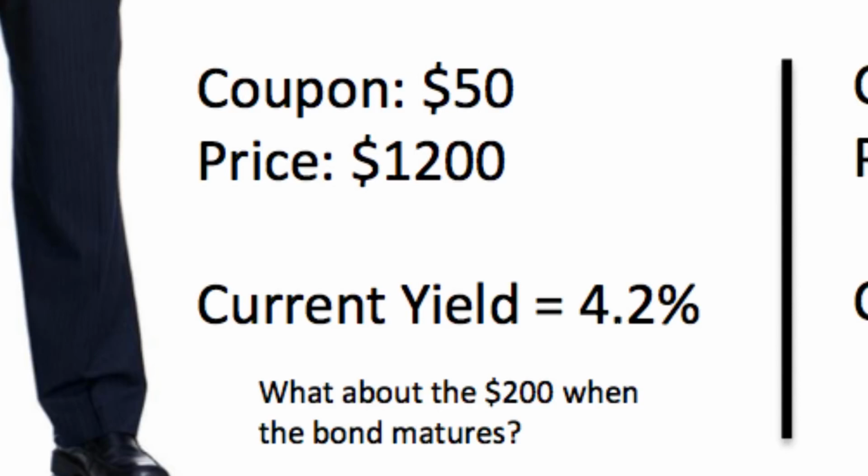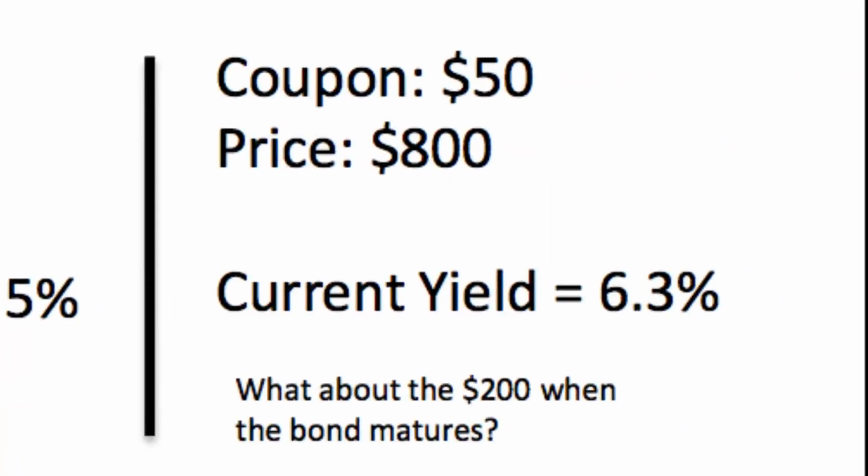So this does not account for that $200 loss that he would have whenever he would go to sell the bond. And likewise, if he could buy the bond at $800, regardless of how long he holds it, when the bond matures, the bond's going to be worth $1,000. So that's a $200 profit that isn't calculated into that current yield percent that you see there.